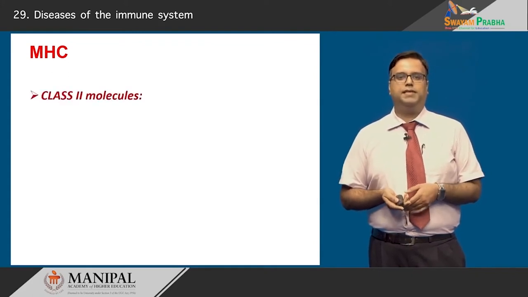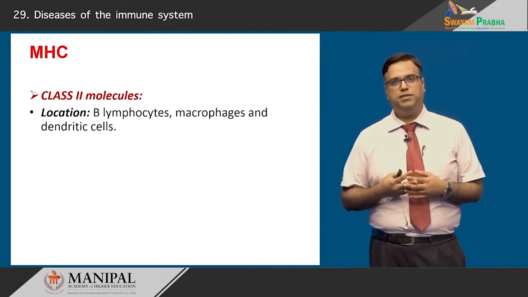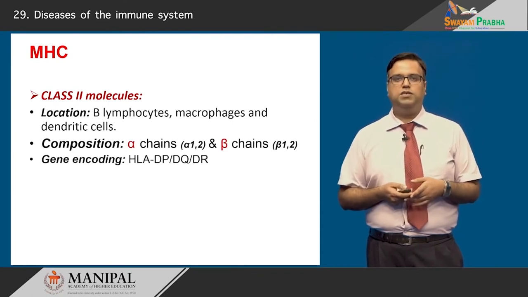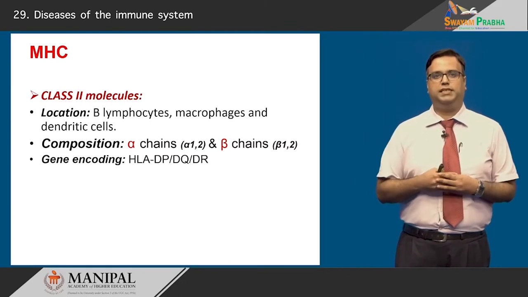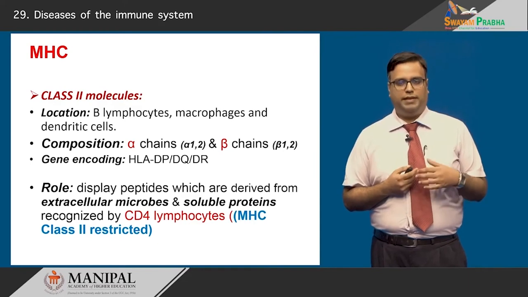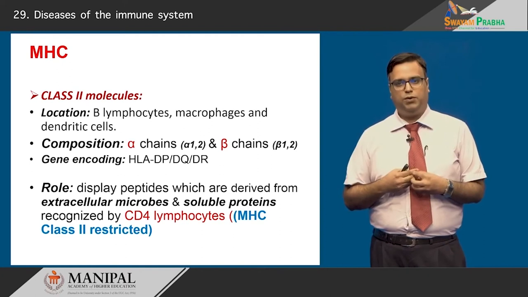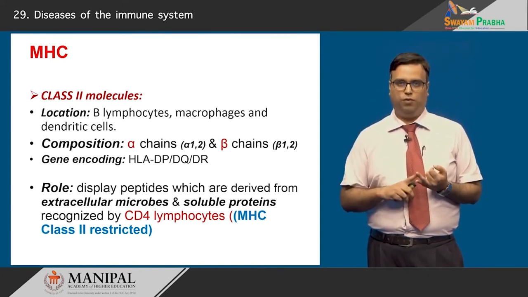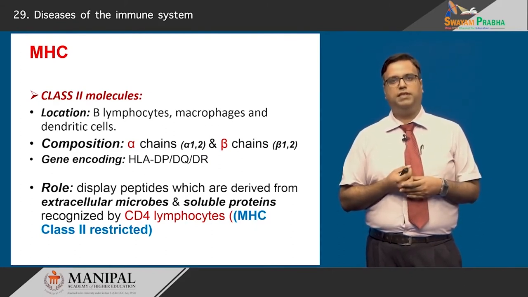In contrast, MHC class 2 molecules are located on the B lymphocytes. They can be located on the macrophages and also on the dendritic cells. They're very versatile in nature. The composition is relatively the same, but the genes encoding them are slightly different. You have HLA DP, DQ or DR. But like I said, the role that they play is to display the peptides, which are usually derived from extracellular microbes and soluble proteins. So they are recognized by CD4 lymphocytes, and they are recognizable only when restricted with class 2.